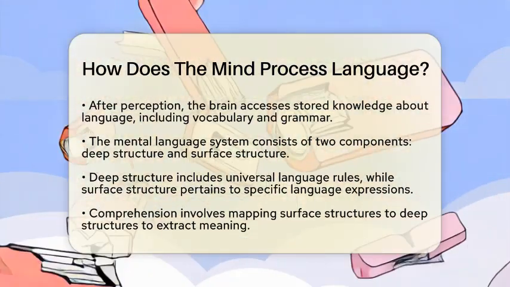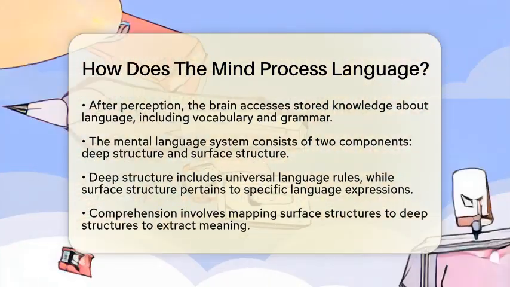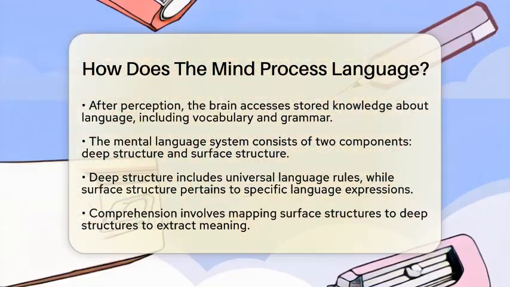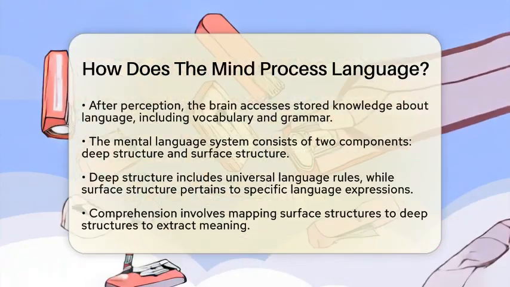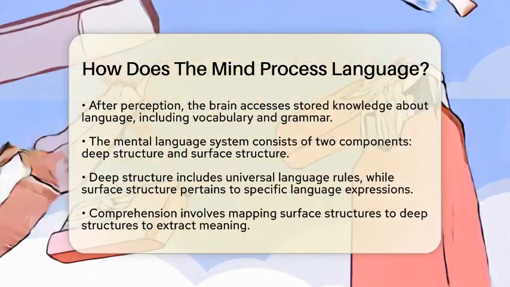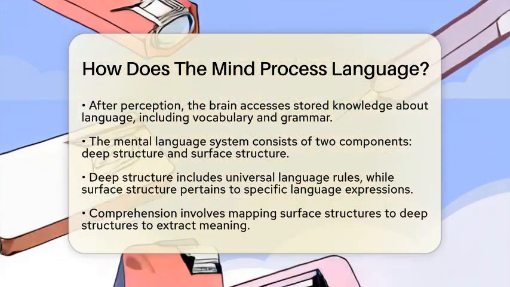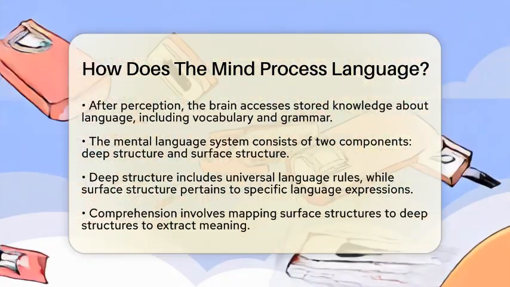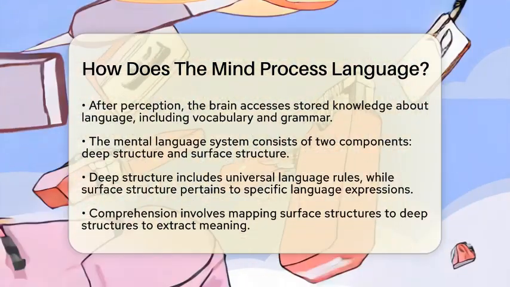When we comprehend sentences, our mind maps the surface structures we hear or read onto the deep structures we know. This allows us to extract meaning from the arrangement of words. Comprehension is closely linked to other mental functions like memory and consciousness, which work together to shape our understanding of language. Now let's talk about how we produce language.